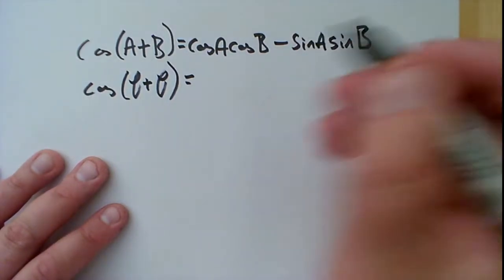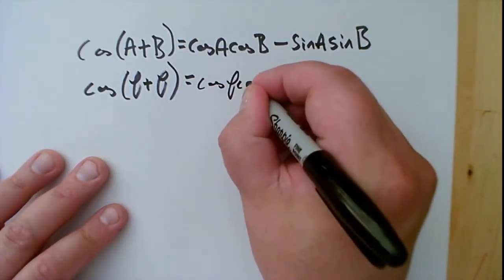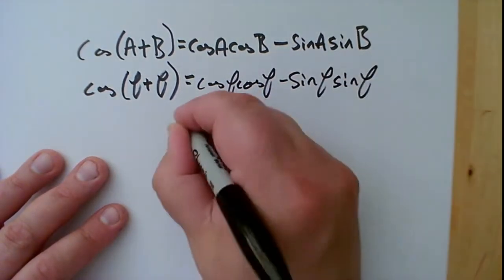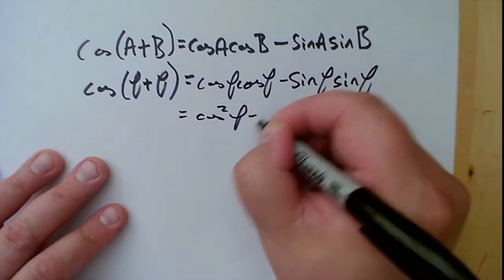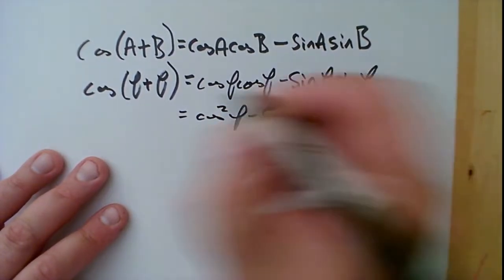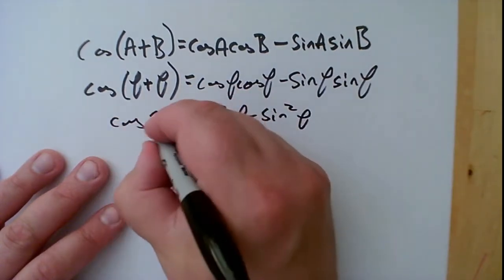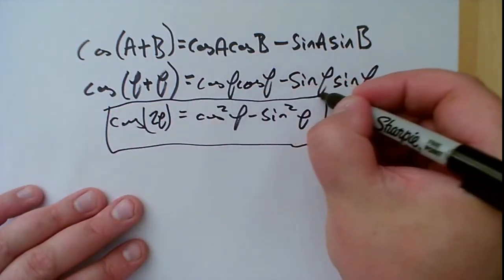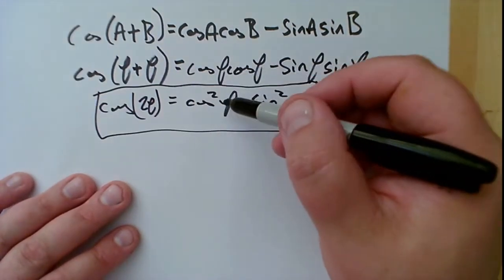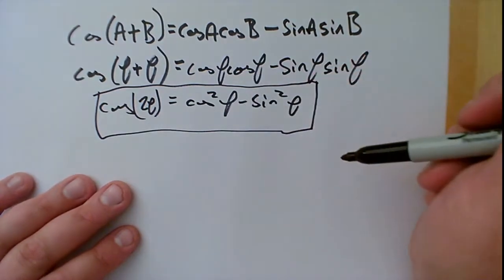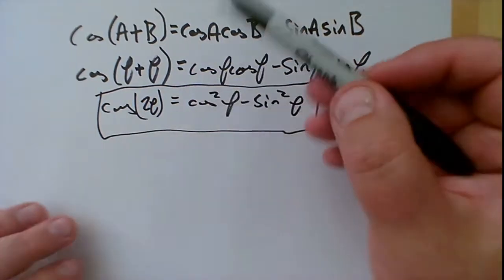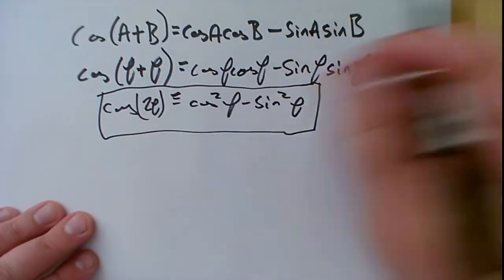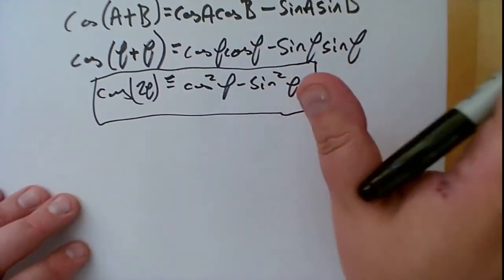We get cos theta cos theta minus sin theta sin theta, which of course is equal to cos squared theta minus sine squared theta. And theta plus theta is 2 theta. So that result is very, very nice. Just compare this with cos squared theta plus sine squared theta is equal to 1. Of equal status is this identity: cos squared theta minus sine squared theta is cos 2 theta. So the cos 2 theta formula is very important.